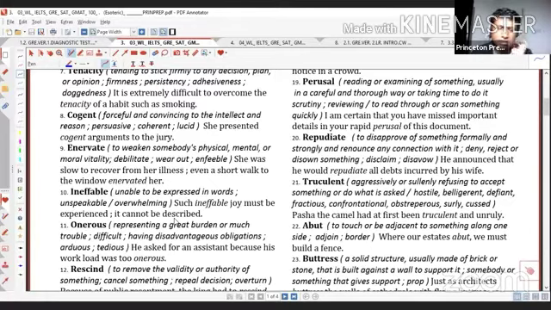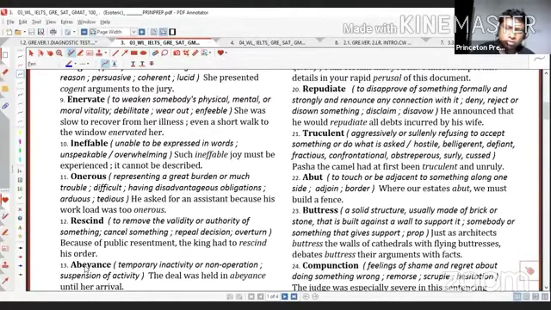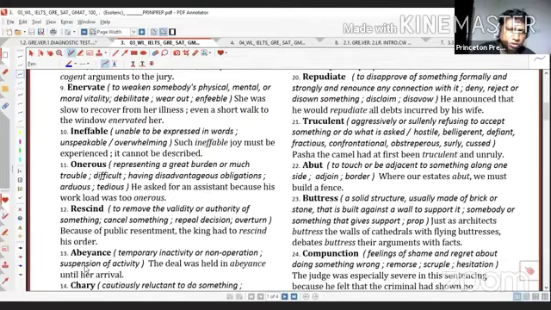Onerous, what is that? Onerous is something burdensome, difficult. Having a great burden, মানে যেটা খুব চাপ যুক্ত, চাপের মতো কাজ করে. He asked for an assistant because his workload was too onerous. Onerous, representing the burden.